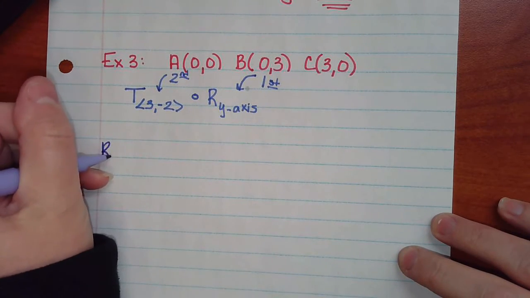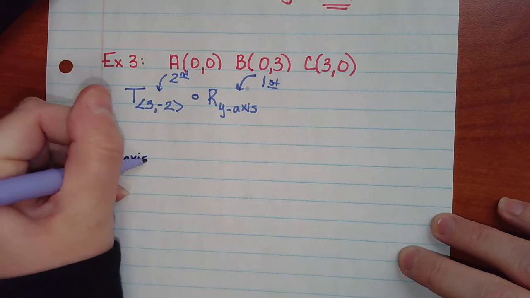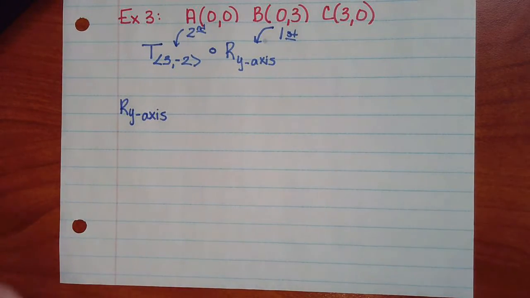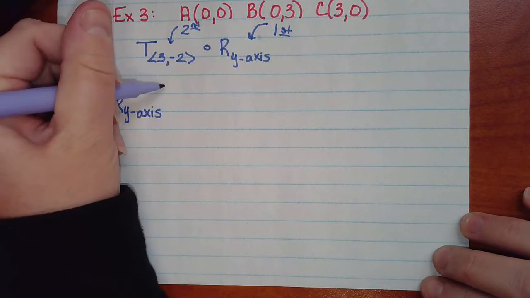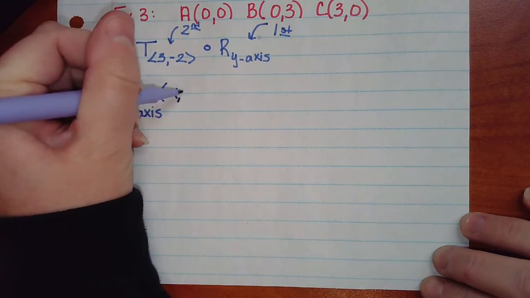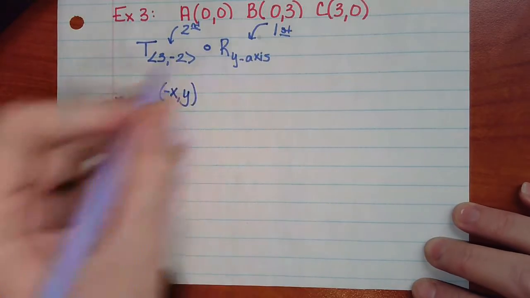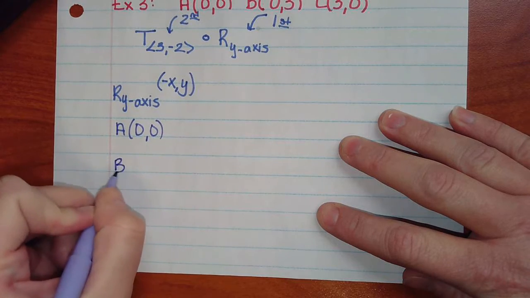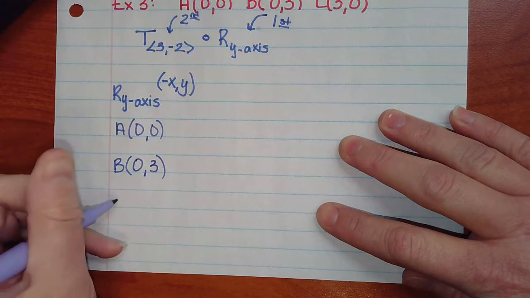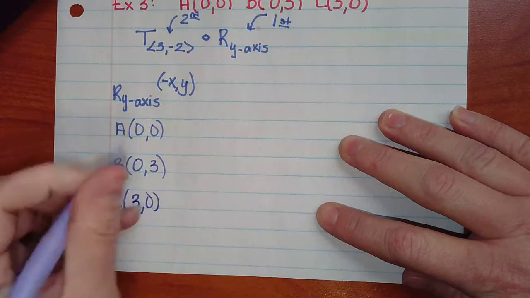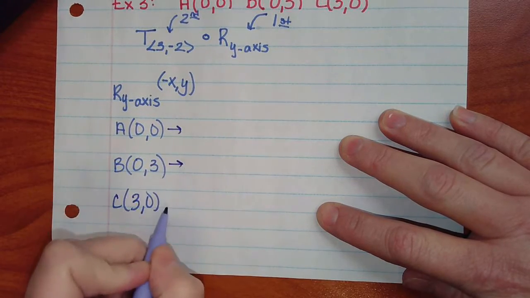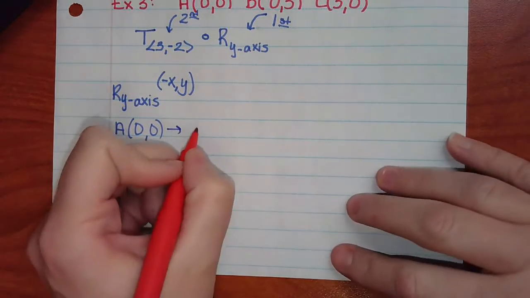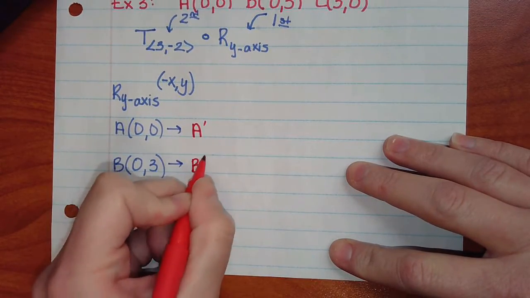So we're going to take our points and we're going to reflect it over the y-axis, which if you remember from Monday or Tuesday, the last time that you had me, the reflection over the y-axis, all that changes is the x value. So we're going to take our points. A is at 0, 0. B is at 0, 3. And C is at 3, 0. And we're going to apply the reflection.